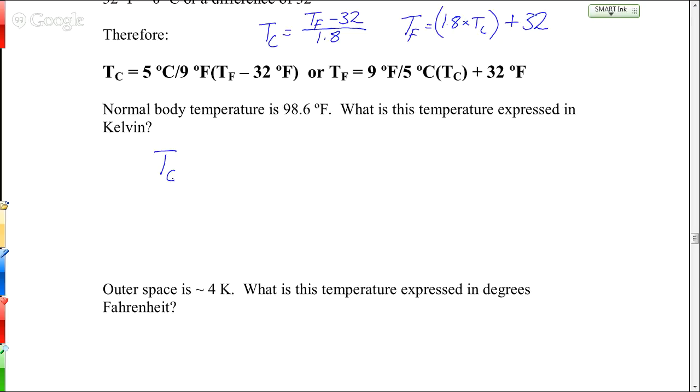To convert to Kelvin, we first need to convert to Celsius. And so that comes out to 37.0. And then we add that to 273.15.